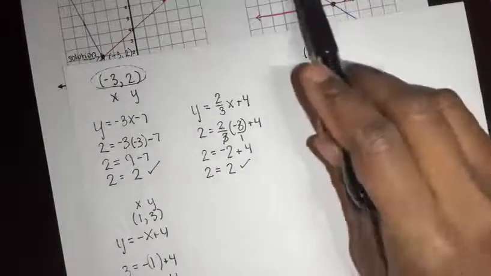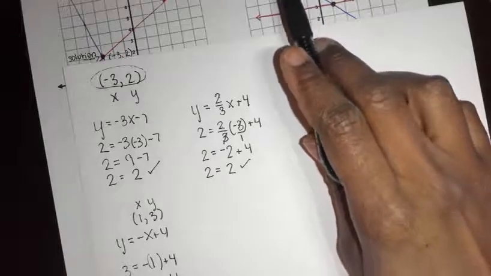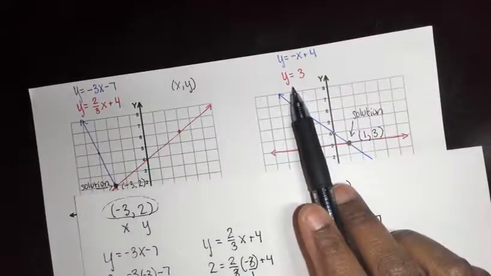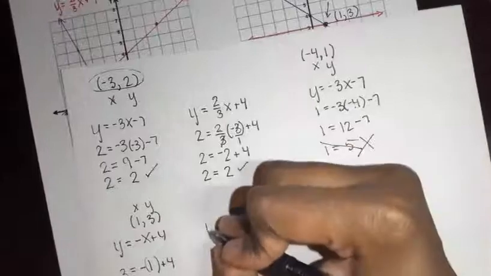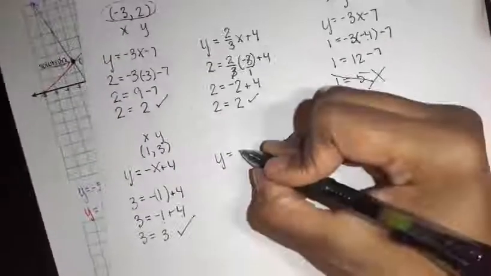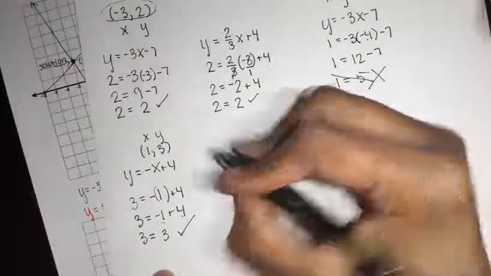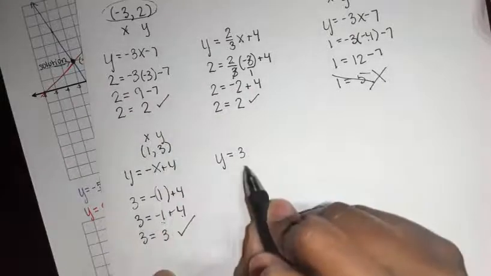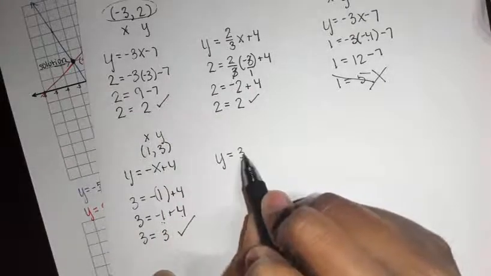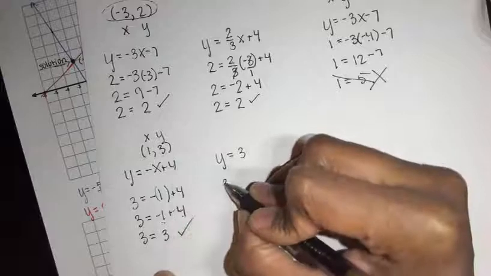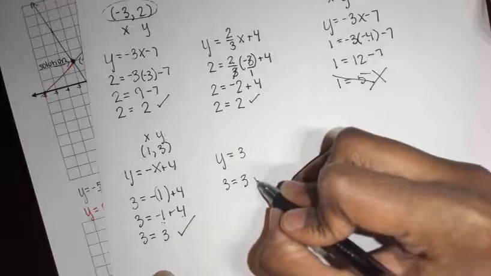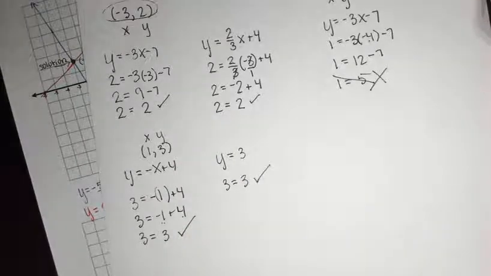So I need to verify it on the other equation. Y equals 3. So the other equation, y equals 3. My x is 1, but I don't have an x here, so I don't need to plug that in anywhere. And my y is 3, so 3 equals 3. Well, there's not much to do there. We see that that's true.